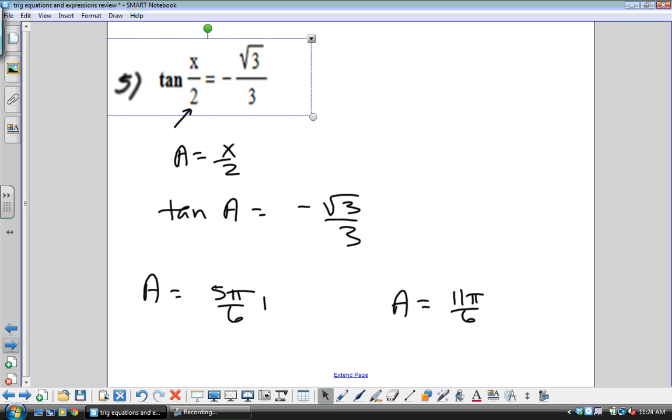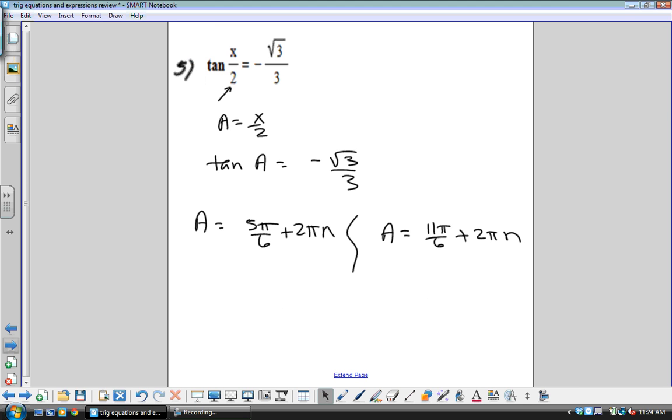Now, we got the coefficient here, so we have to do this unfortunate stuff. We got to add the 2 pi n. Now, a, recall here, was x over 2. So we get x over 2 equals 5 pi over 6 plus 2 pi n. And I made a mistake here. This was tangent. So it just should be pi n. Did y'all catch that? I caught it too. Okay, so there we go. All right, so plus pi n.